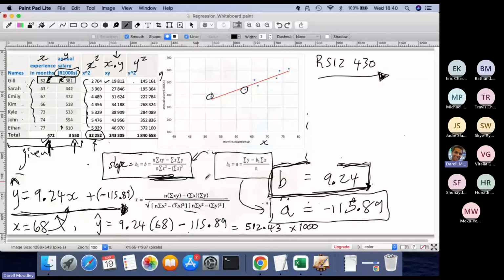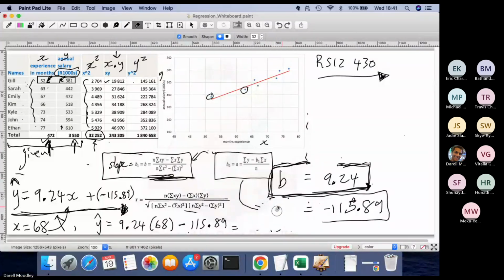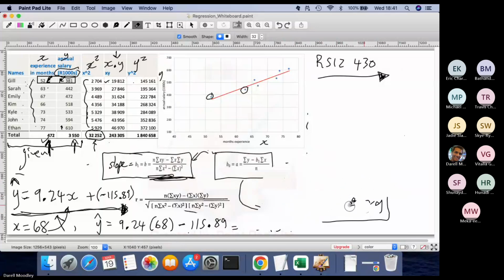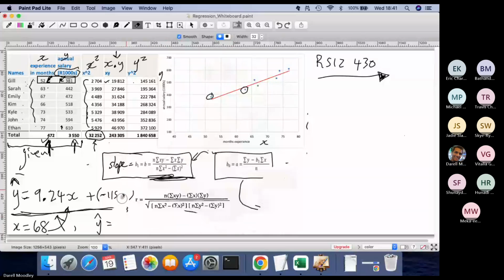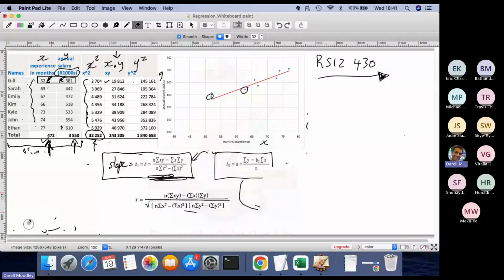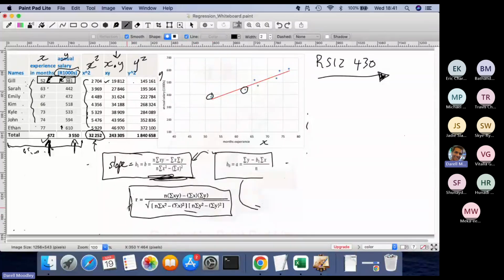All right. So that's how we use it to estimate values. Now the next thing we're going to talk about is correlation. I'll explain that in a second. Correlation is this nasty looking formula here. You don't need to memorize any of these formulas. Just remember they're all in your formula sheet.